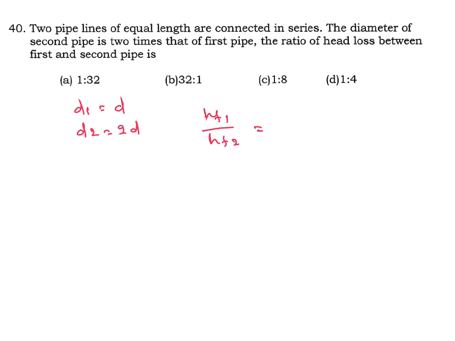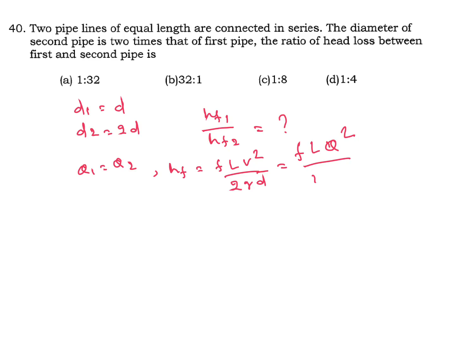Series case, so Q1 equal to Q2. The HF formula we already discussed: f L V square by 2 g D, or f L Q square by 12 D to the power 5. Pipes are of equal length, so L1 equal to L2. We have to calculate the relation between the head loss of the first and the head loss of the second.